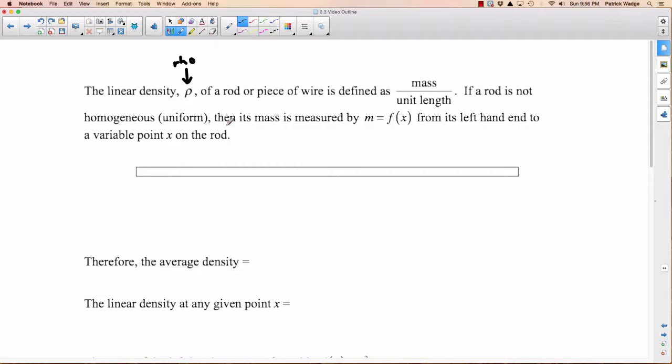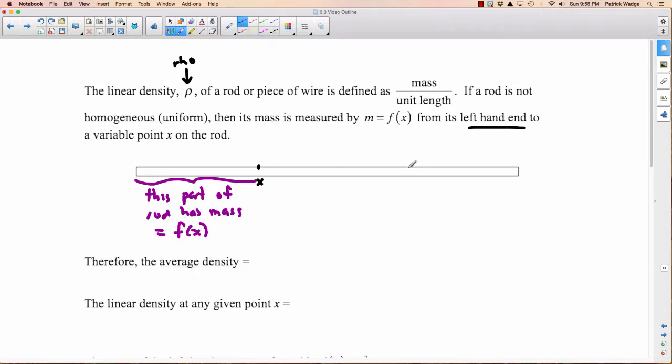So, for example, if we wanted to know from the left-hand end to some point, let's say here, x, if we wanted to know this mass right here, we would say that this part of the rod has mass equal to f of x.